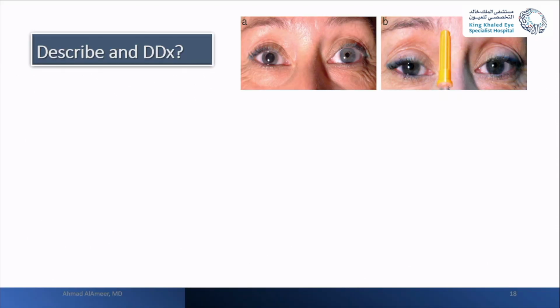Okay, can anyone describe? This is to the light, and this is at near. First, what do we have here? We have anisocoria, right? This one is dilated and this one is constricted. Okay? To the light, it's fixed dilated. So this is the abnormal one. This is at near. What do you notice?